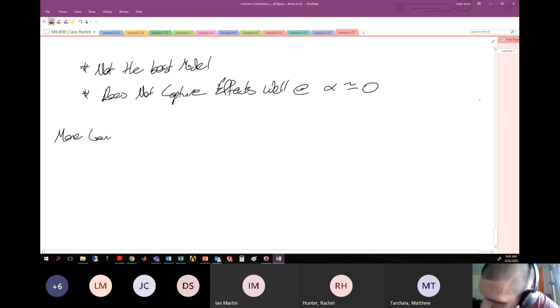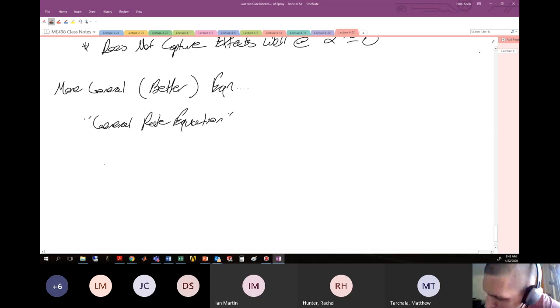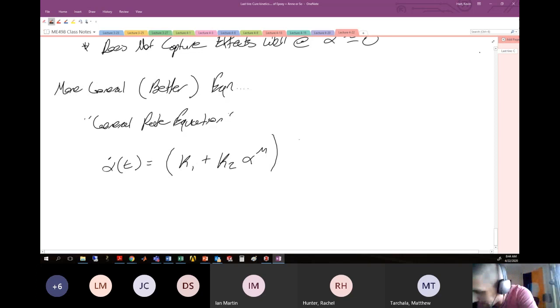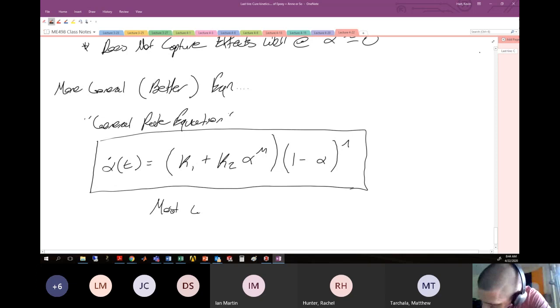The more general, and I'll say better, equation is what's known as the general rate equation. That form is the following. Alpha dot as a function of t here. Now we're going to have multiple rate constants and multiple orders to our reaction. This is the most commonly accepted model: K1 plus K2 alpha to the m, multiplied by 1 minus alpha to the n, not N. Most commonly used and accepted.